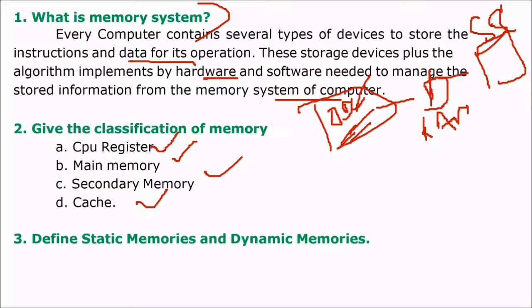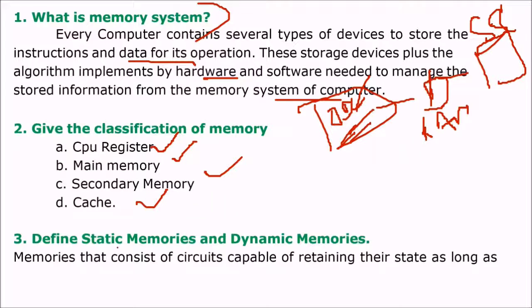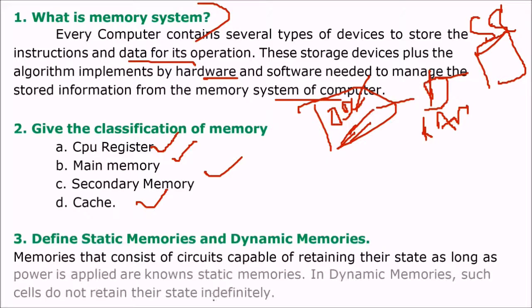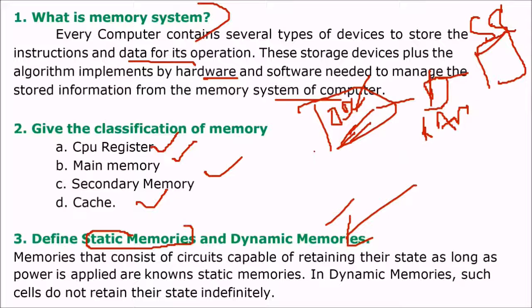Define static memories and dynamic memories. Memories that consist of circuits capable of retaining their state as long as power is applied are known as static memories. In dynamic memories, such cells do not retain their state indefinitely. They need to be refreshed to do what static memories do.